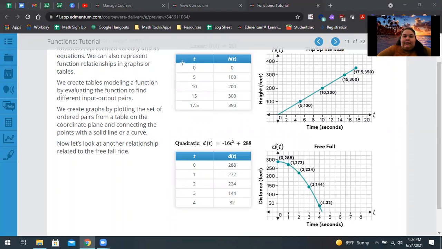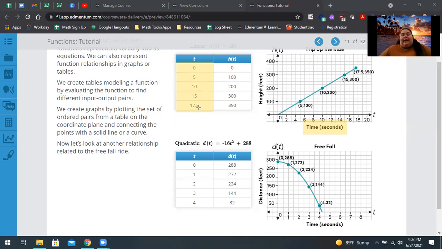You're going to technically look at your input data, which is the x or your independent variable. In this case, it's a function of time. Also, they not only give you the table, they also graphed it for you. On the x-axis, you have time, which represents t. You have 0, 5, 10, 15, 17.5. None of those values repeated itself. It looks good for a function.